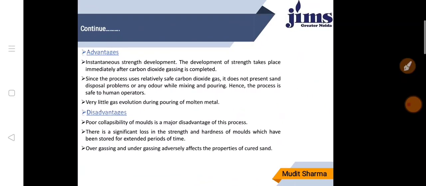What are the common advantages of this process? First one is instantaneous strength development. Since the process uses relatively safe carbon dioxide gas, it does not present a sand disposal problem. Very little gas evolution during the pouring of metal. Also, a CO2 mold can be made without a flask. Sands are free flowing, therefore ramming is eliminated or reduced. Tensile strength of the mold is higher than that of conventional molds. This permits the reduction of mold weight and easier handling.